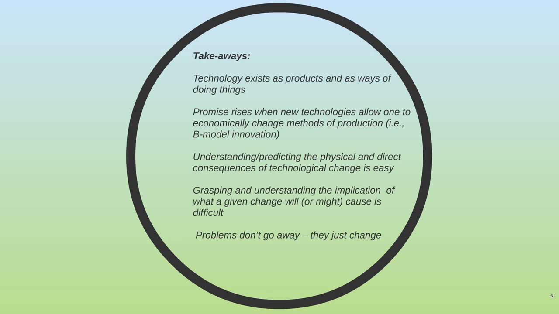Real promise arises when new technology allows new methods of production, to do things that just simply were not feasible before. However, understanding what's going to happen in consequence is a different thing. The direct results of a new technology, how it physically changes, what might immediately change, that's pretty easy. But grasping how a given change will unfold to change business practices is much more difficult to understand and also equally fascinating.